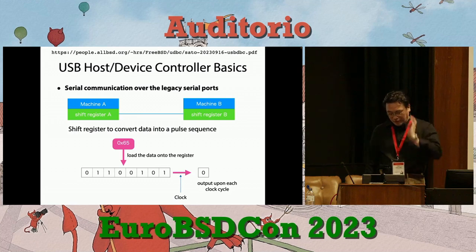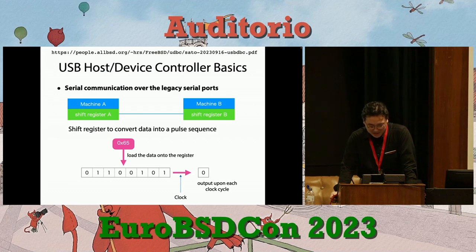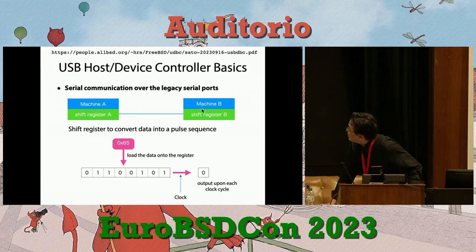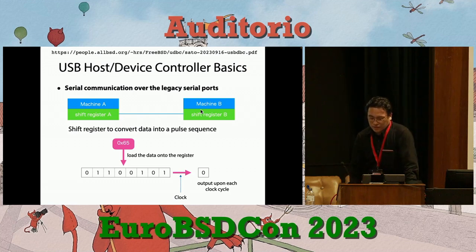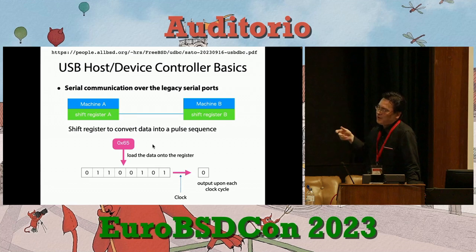First, I will explain the knowledge that is needed to understand communication over USB. The first thing is how the legacy serial ports work. Serial communication is basically done like this: it is difficult to read, but this is machine A and this is machine B, connected by a single wire. If you want to send one byte from A to B by serial communication, you usually prepare a shift register on both sides. A shift register is a register that can get the rightmost or leftmost bit by triggering the clock, shifting all of the bits left to right or right to left.